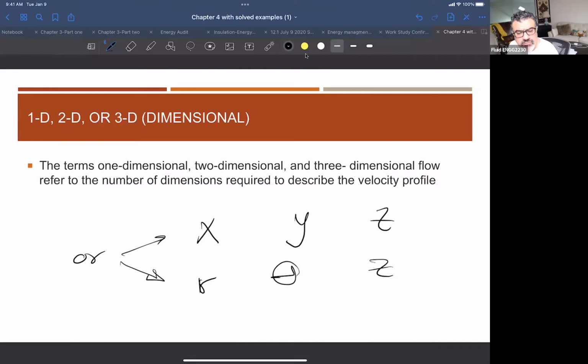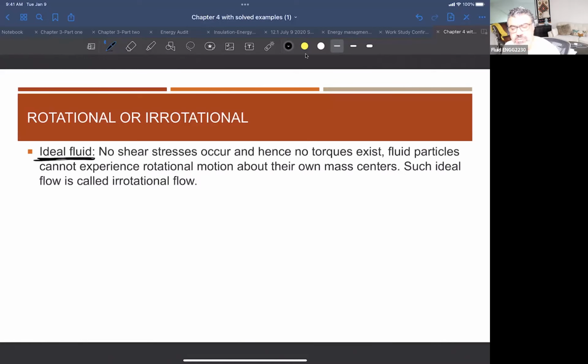Ideal flow is related to no shear stresses. What do you mean by ideal flow here? We talk about ideal flow, no shear stresses. What does it mean?